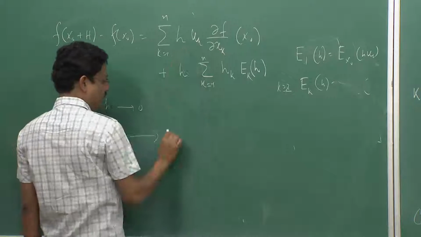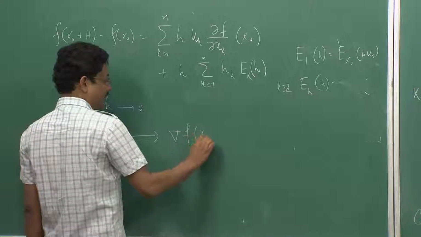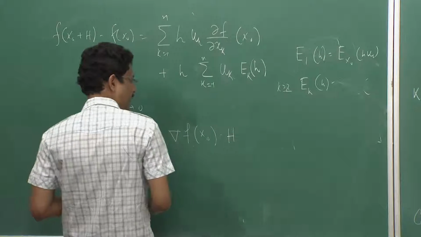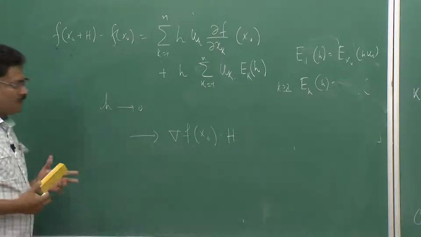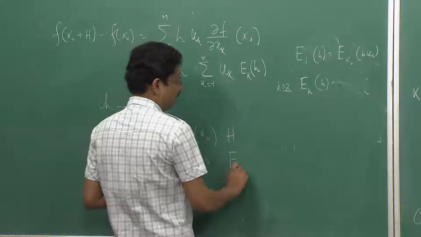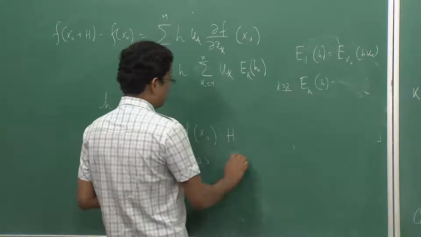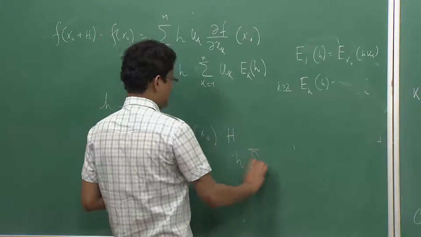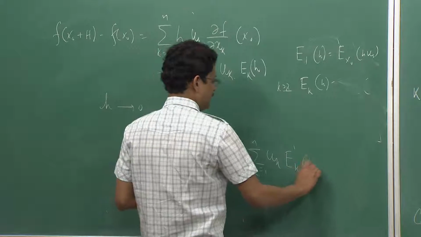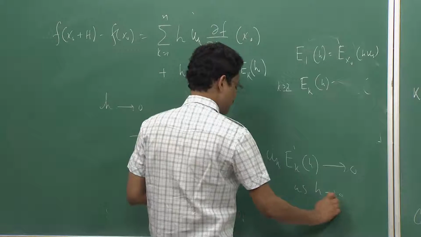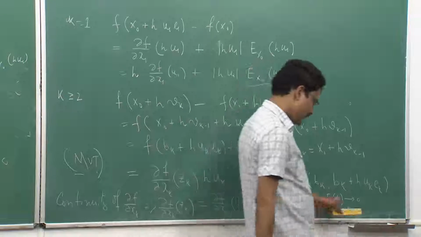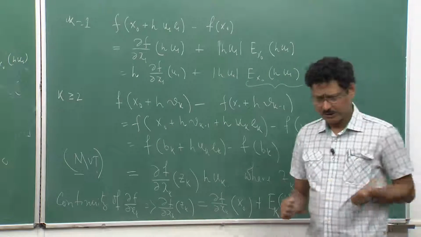As h goes to 0, the first sum goes to grad f of x naught dot h, because the other term will go to 0. The summation from k equal to 1 to n of u k E k h goes to 0 as h goes to 0, where the norm of h is h. So that is the proof for the theorem, and we have a criterion. Thank you.